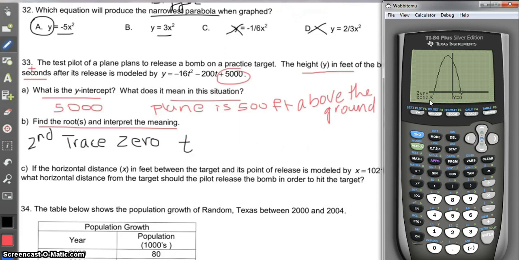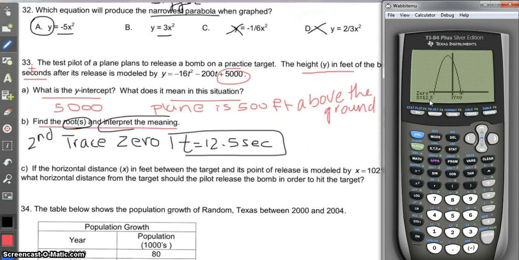So t means 12.5. And remember, the 0 means when it touches the x-axis. In this case, the x-axis is the ground. So it means that the bomb needs 12.5 seconds to reach the ground. This is what it means. Remember, root means touching the x-axis. So the x-axis in this case is the ground. So for the bomb, whenever he releases it, it takes 12.5 seconds to hit the ground.